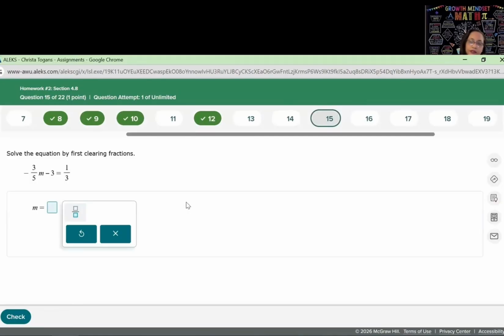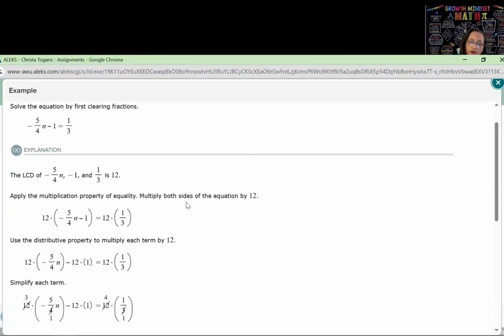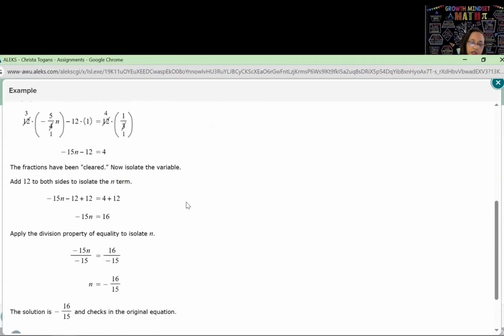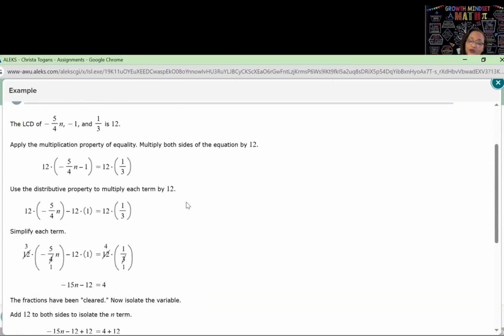Same thing here, same as before. And remember, you have an example. Don't forget you have examples. Sometimes the examples are much longer than the way I would do it, but that's okay.